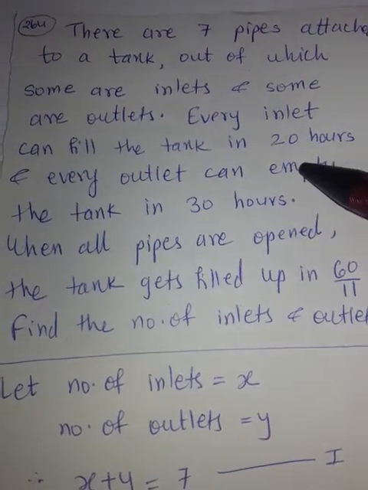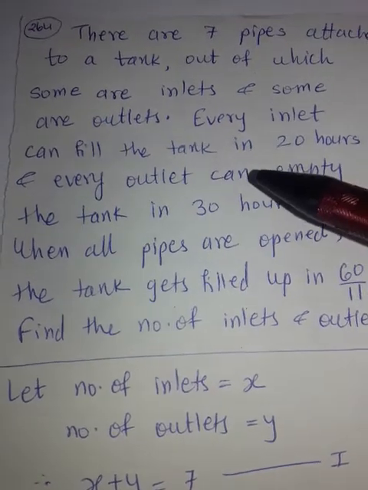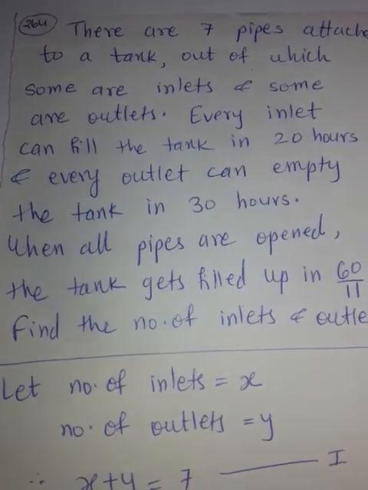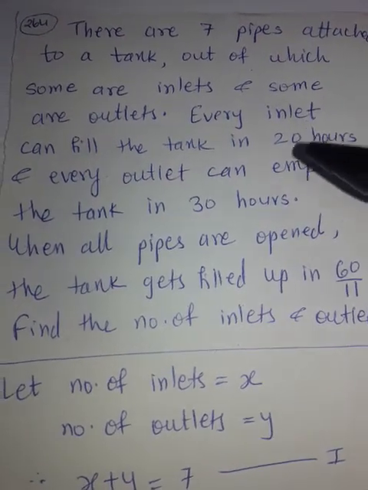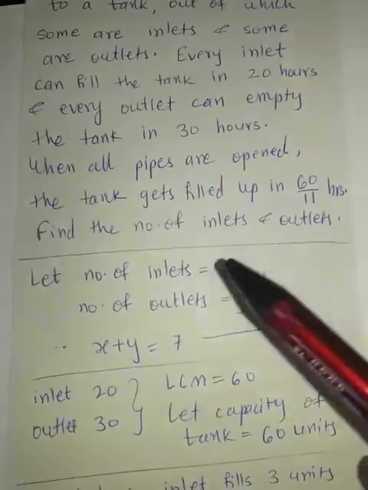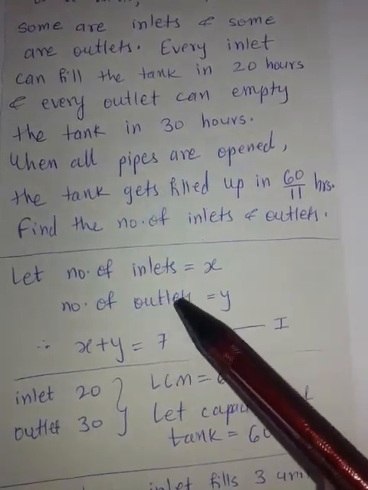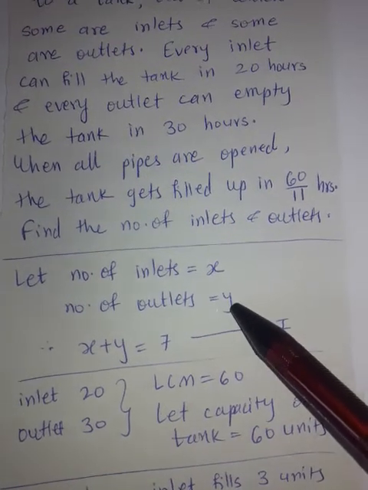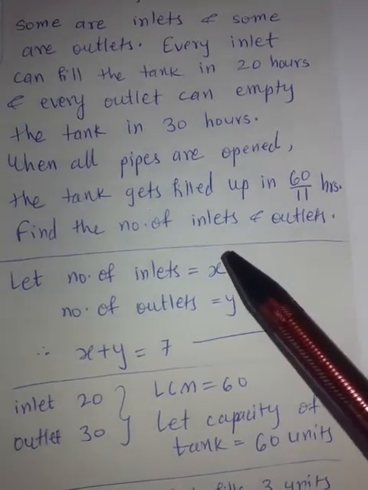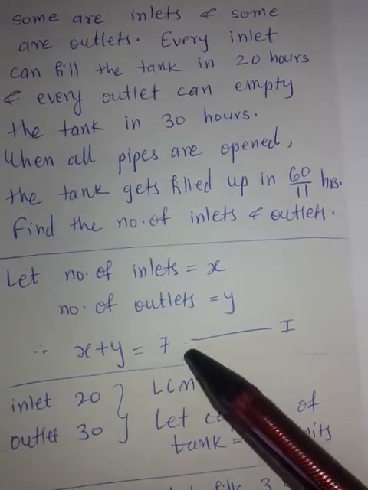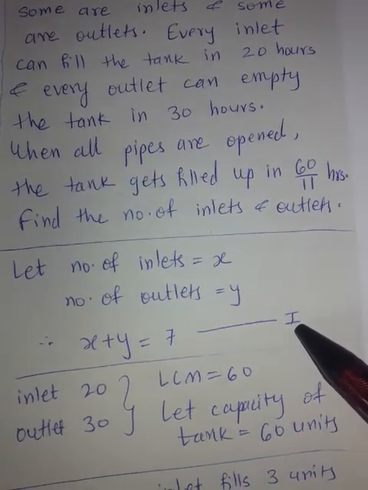All inlets have the same speed and all outlets also have the same speed. But we have to find out how many inlets and how many outlets there are. So I'm going to begin in this way. Let the number of inlets be X and the number of outlets be Y, and they have given us that the total number of inlets and outlets is 7. That means X plus Y is equal to 7. This is going to be my equation number 1.